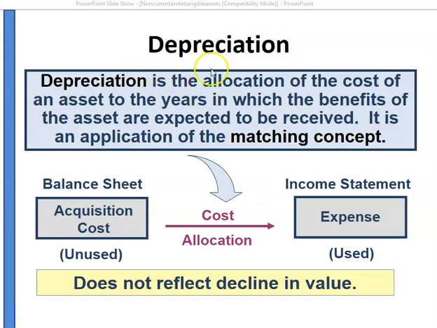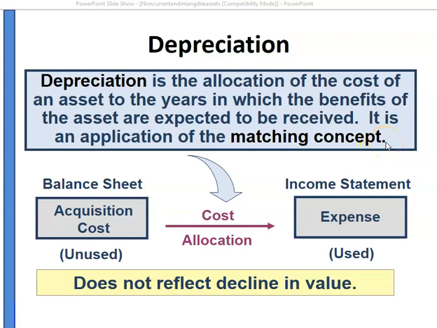All right, so depreciation. A couple things I want you to understand here, but let's read through it. It says depreciation is the allocation of the cost of an asset to the years in which the benefits of the asset are expected to be received. It is an application of the matching concept.